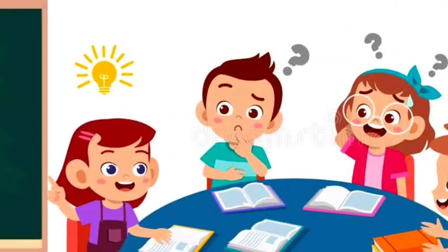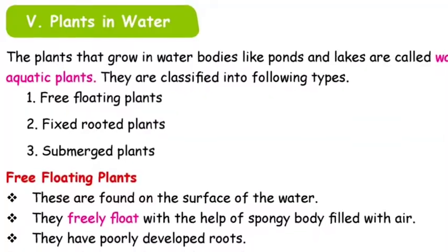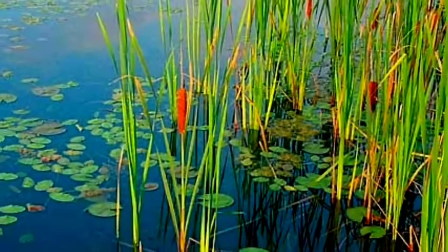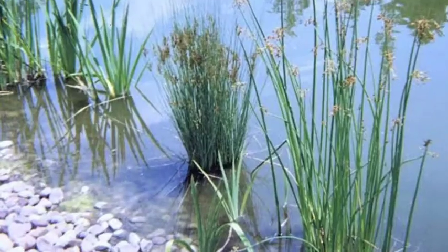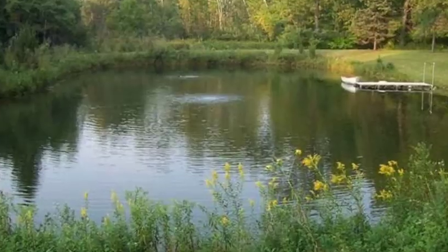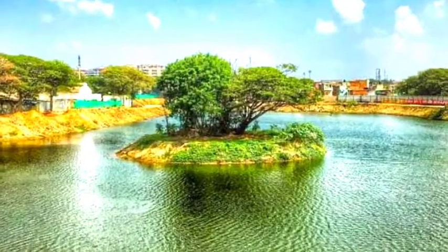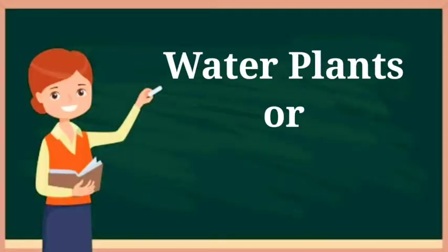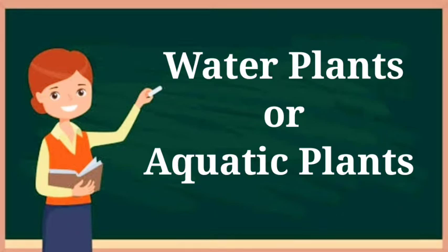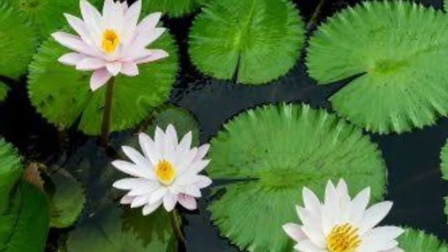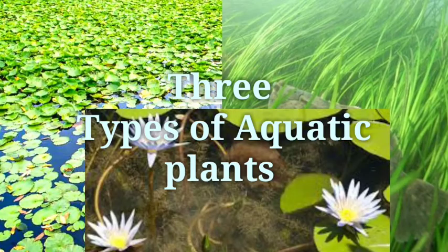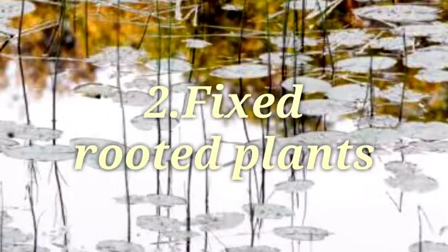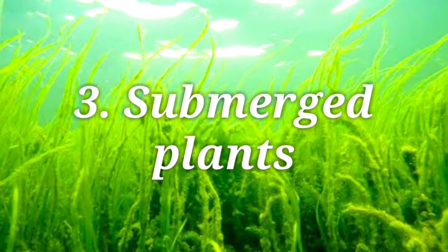Children, next we are going to discuss plants in water. The plants that live in or around water such as pond, river, lake and other water bodies are called water plants or aquatic plants. Aquatic plants are classified into three types. They are free floating plants, fixed rooted plants, and submerged plants.